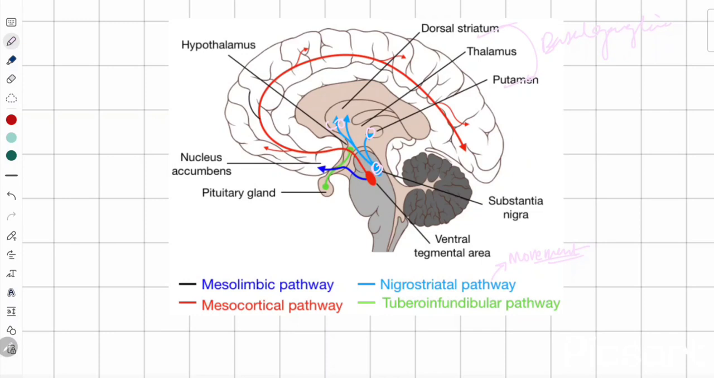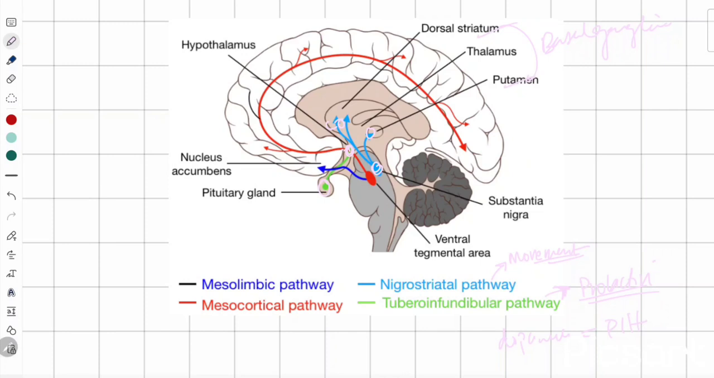Then we have the tuberoinfundibular pathway. This tuberoinfundibular pathway goes from right here, from the hypothalamus to the pituitary gland, and this is responsible for prolactin release. Actually, this is an inhibitor of prolactin release. Dopamine is equal to PIH, and it inhibits the release of prolactin.